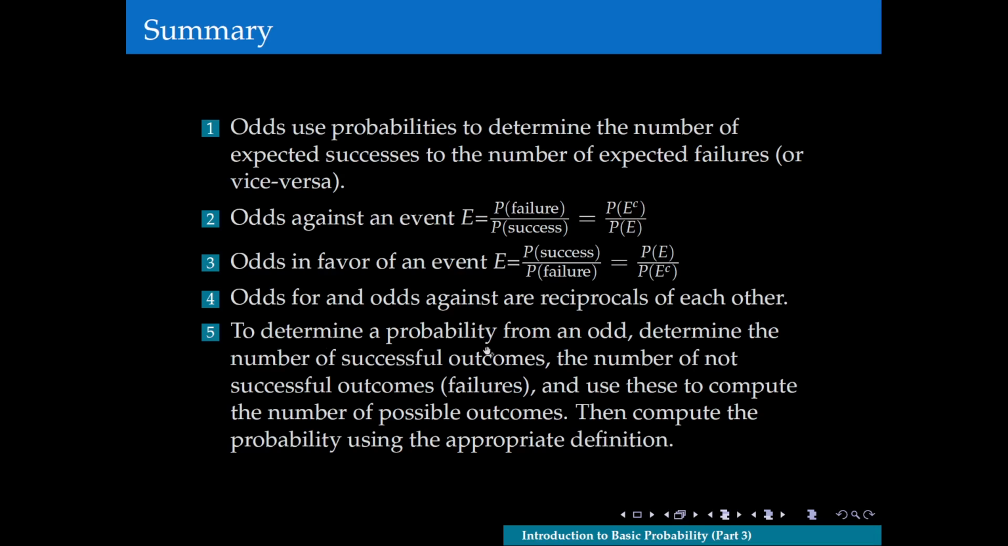If we want to determine a probability from odds, we first determine the number of successful outcomes and the number of not successful outcomes, otherwise known as failures, and we use these to compute the number of possible outcomes. With all this information, we can then compute the probability using the appropriate probability definition.